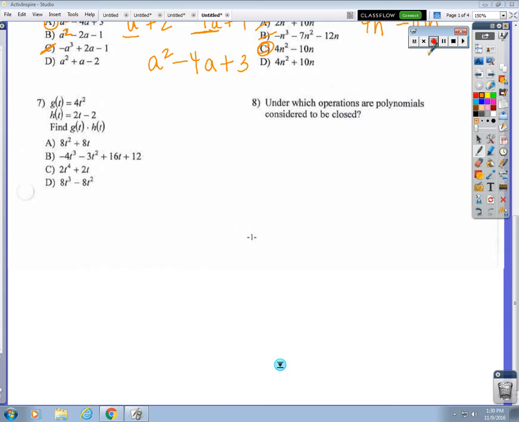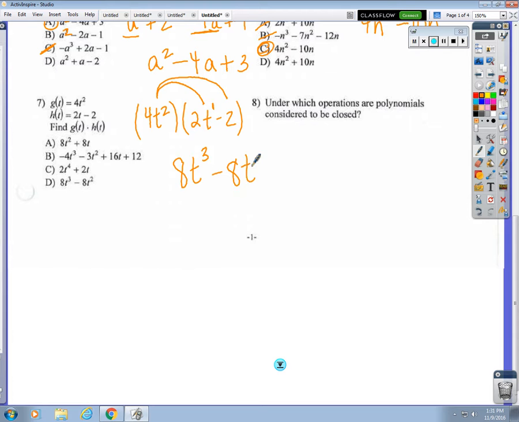Okay, let's look at it. They want you to start with the g function, which is 4t squared, and multiply it by the h function, which is 2t minus 2. So again, we're going to have to distribute. 4t squared times 2t to the first is 8t cubed, right, because remember, when multiplying variables that are the same, you add up their exponents. That's a 1 and that's a 2. That's where we got the 3. And then 4t squared times negative 2 is negative 8t squared, so that leaves D as the choice.